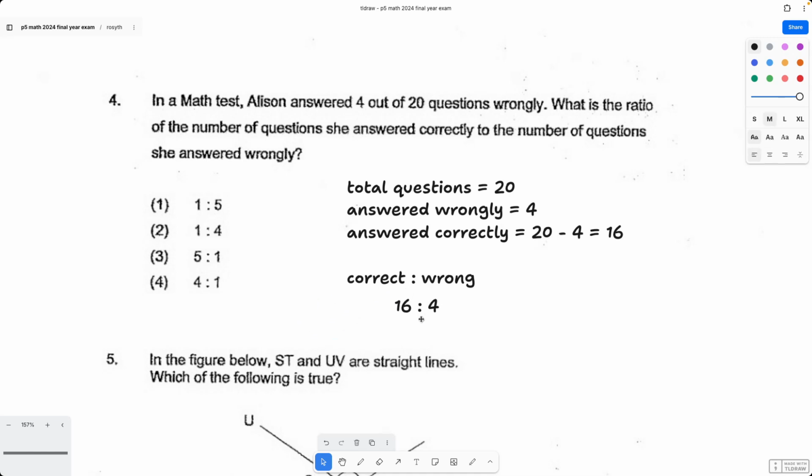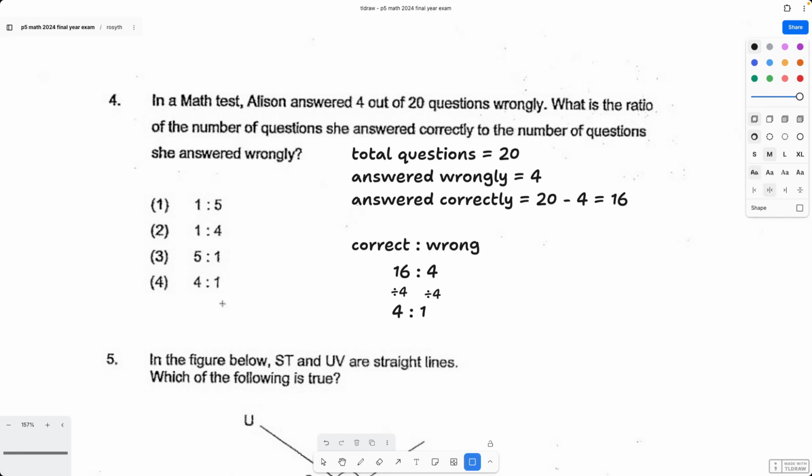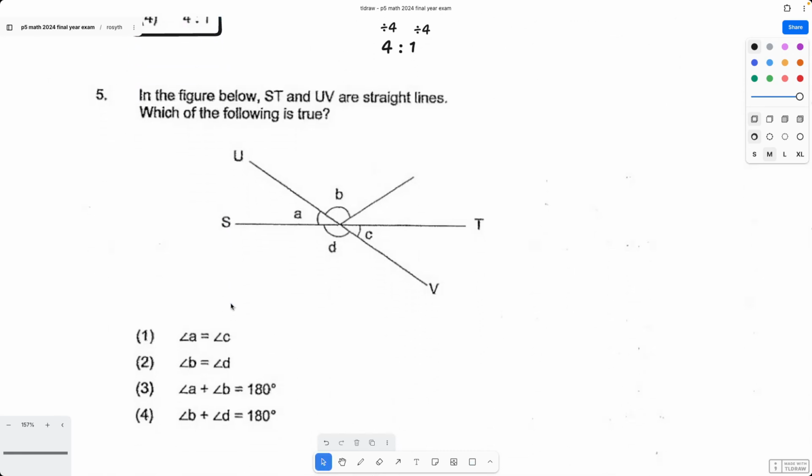So let's simplify it as well. For 16 and 4, we can divide both by 4. So 16 divided by 4, what is it? You guessed it, 4. And 4 divided by 4 is 1. So the answer to this is 4 is to 1, which is option number 4. Alright, let's move on to question number 5.